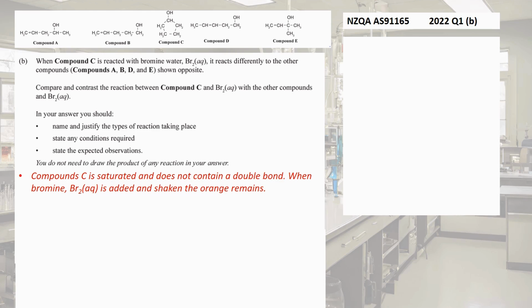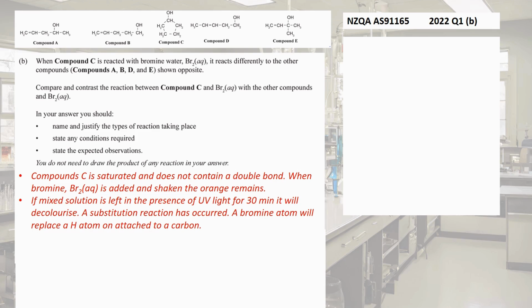So, when they're saying name and justify the type of reaction, we could actually go through and do a more robust explanation in this case because we think it's going to be an excellence answer. So if the solution is put in UV light for 30 minutes, it will decolorize. A substitution reaction has occurred. We have to describe the substitution reaction. So we say a bromine atom replaces a hydrogen atom on the molecule.